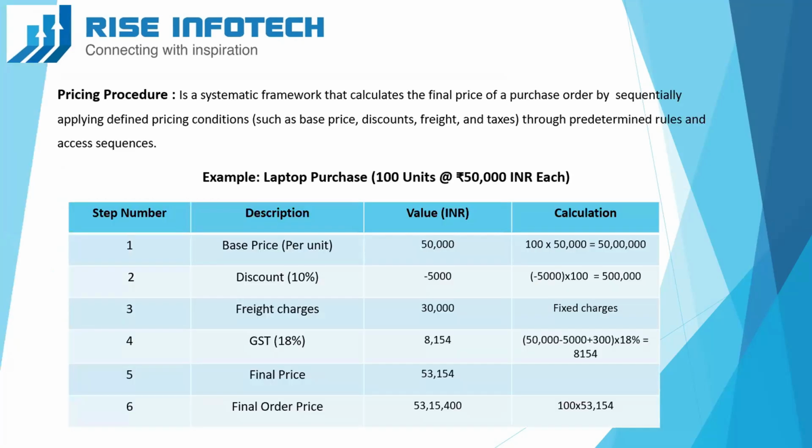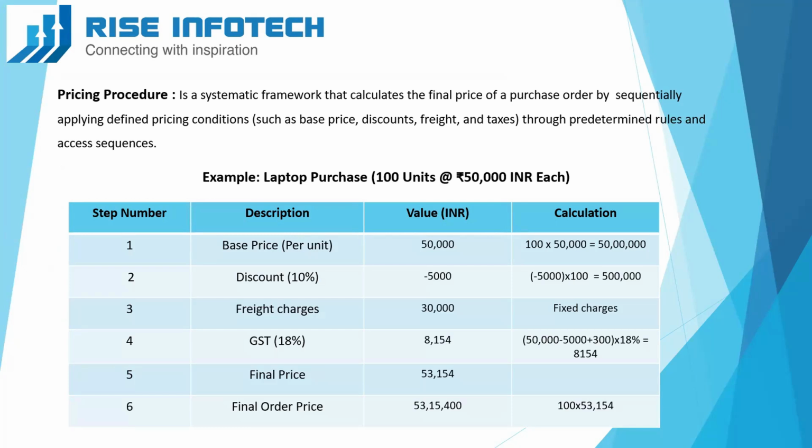So what is the pricing procedure? Pricing procedure is a systematic framework that calculates the final price of a purchase order by sequentially applying the defined price conditions. In the pricing procedure, we have parameters that have to be included, like the base price, discount, freight, and tax, through predefined rules and access sequence.